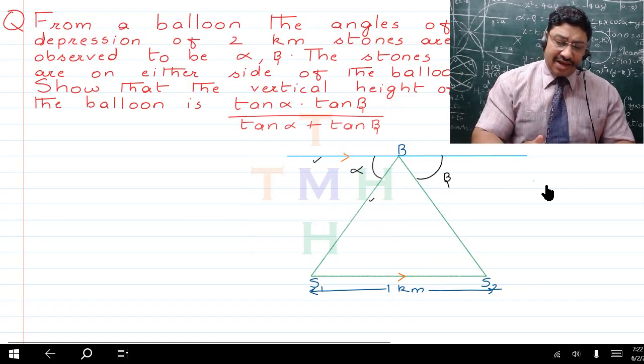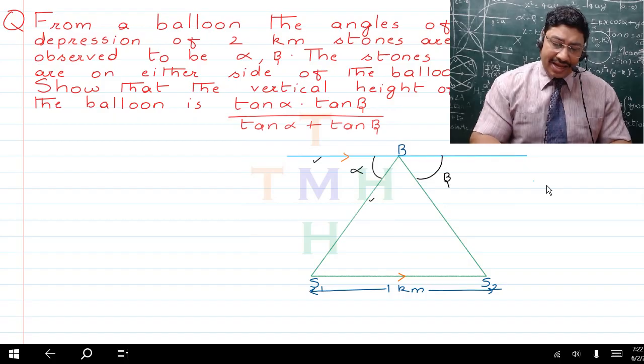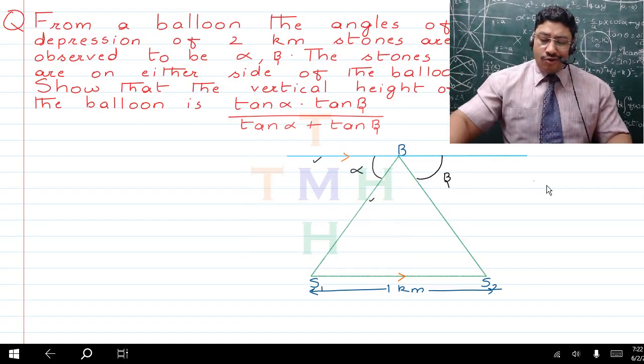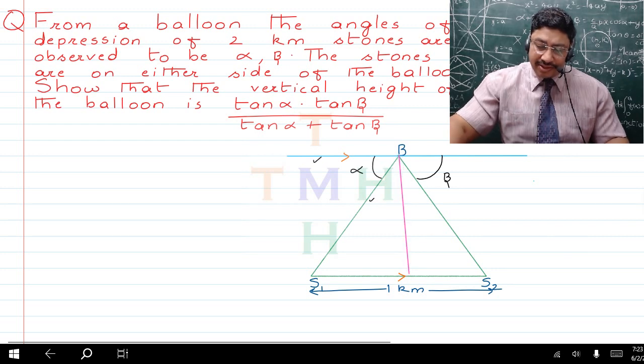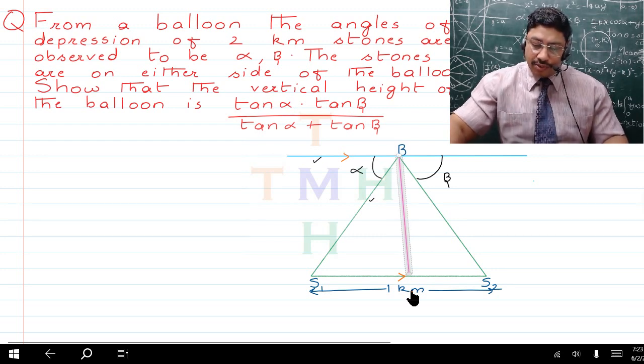Now children, after that you've been told that there is height of the balloon, right, which has to be found out. Now in order to talk about the height of the balloon, what we require to do is we require to draw a straight line from the top vertex, and it has to go up to the horizontal, and this straight line actually is going to depict the height of the balloon, right?